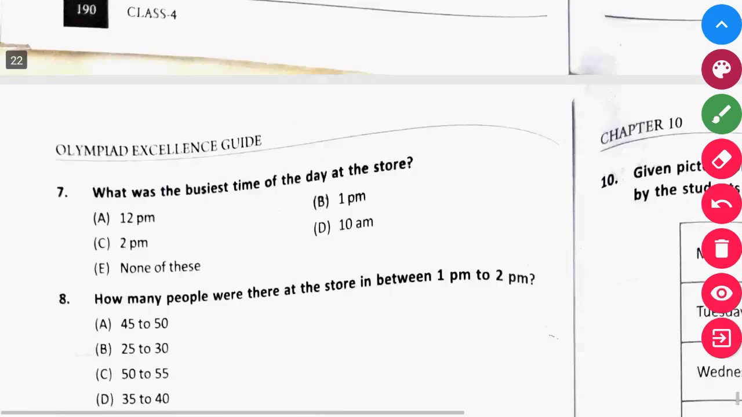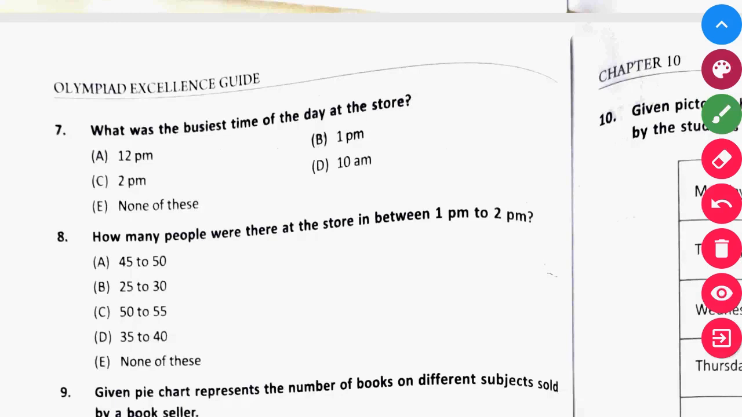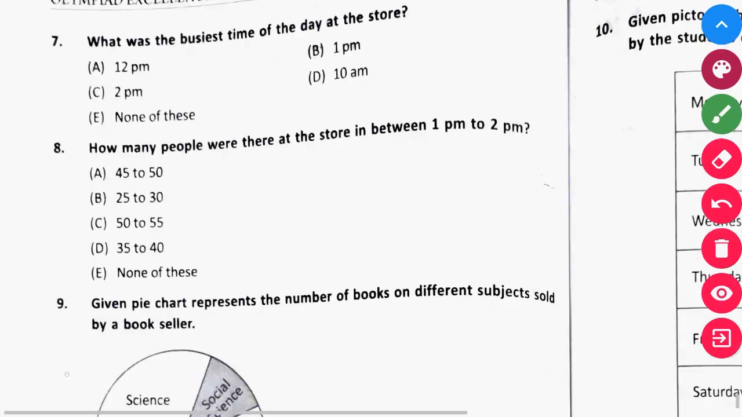Now again two questions based on this: what is the busiest time of the day in the store? So mark in the picture at which time we get more people in the store, and that time is the busiest time. And how many people were there in the store between 1 to 2 p.m., you can also calculate. Okay.